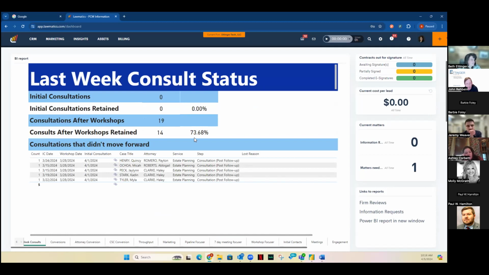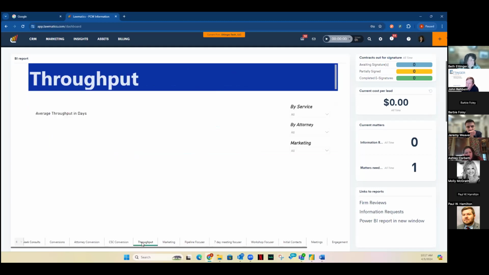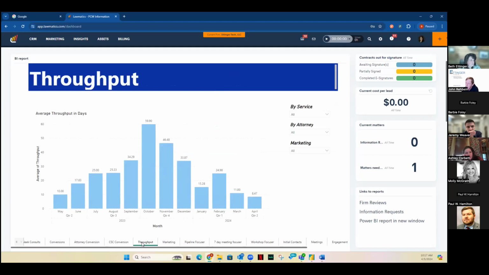All right, so this is our past. The last thing we're going to look at is what's called throughput. So let's look at the number of days it took from initial contact to engaged. What is it this month compared to last month? So this month is 8.5 days, and last month it was 11 days. So we are making progress getting that number down. So we shaved 2 days off in getting people from initial call to engaged.